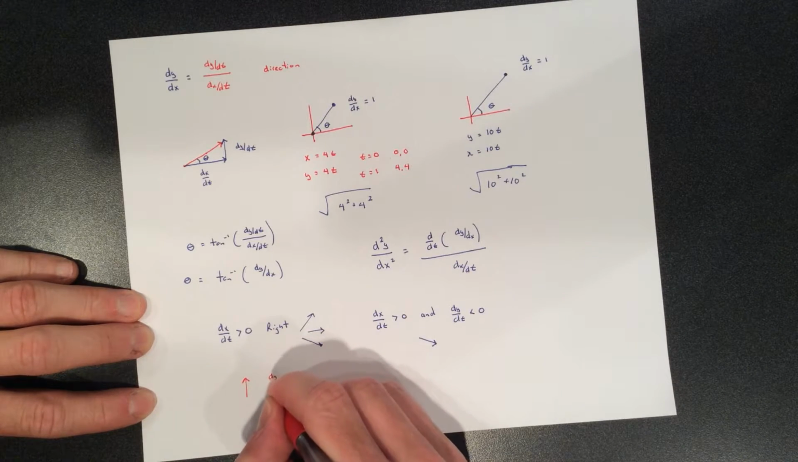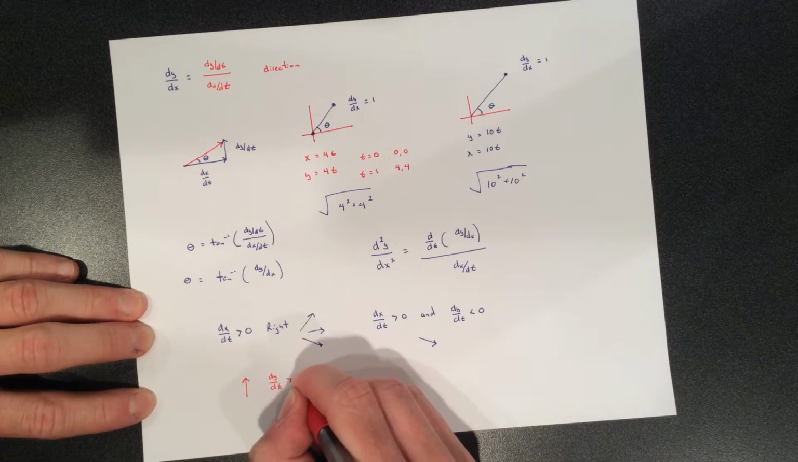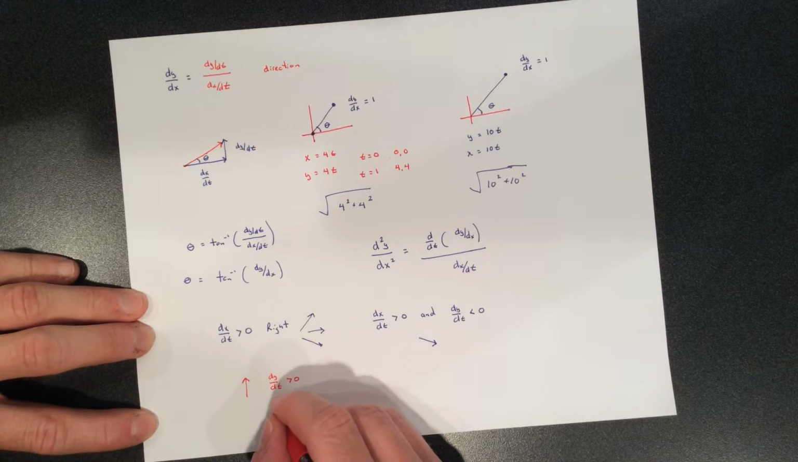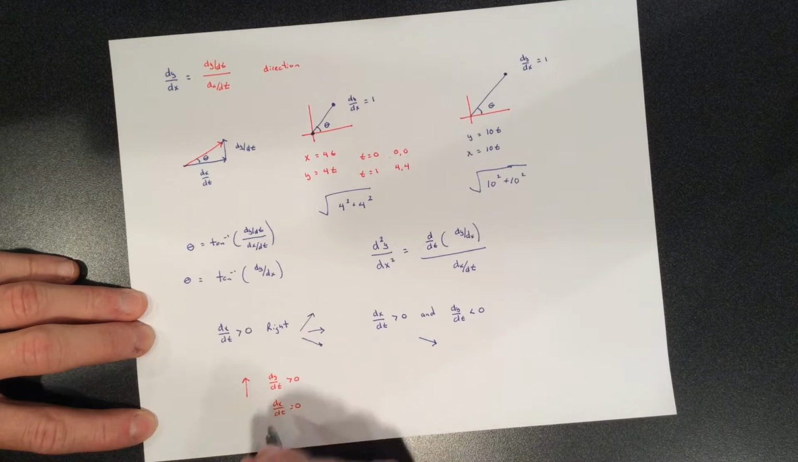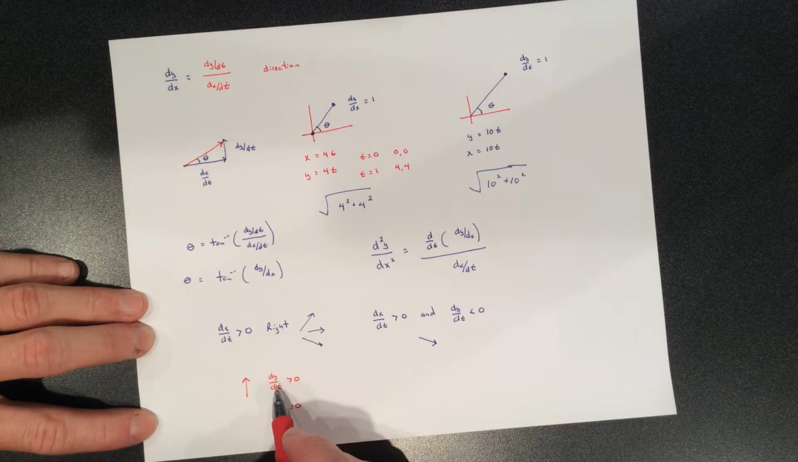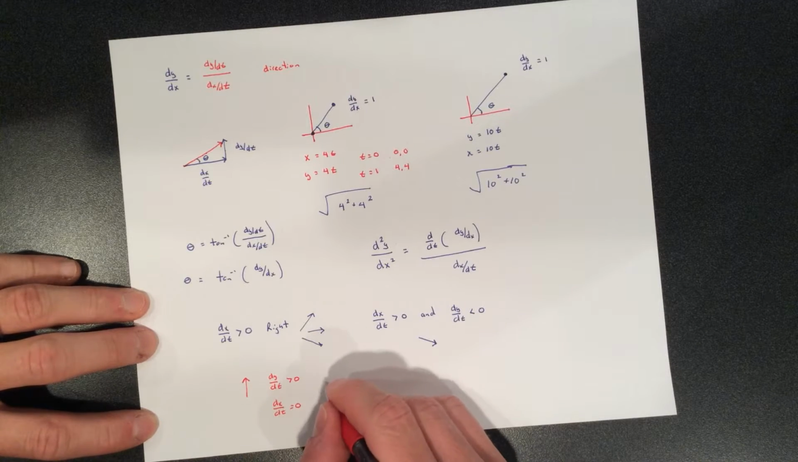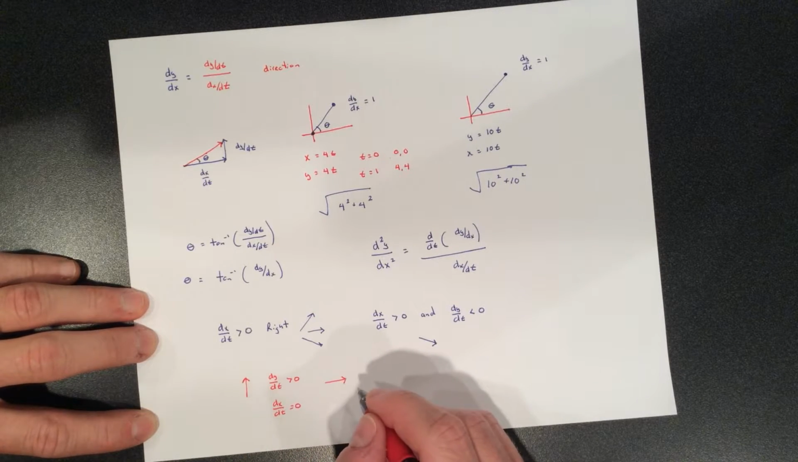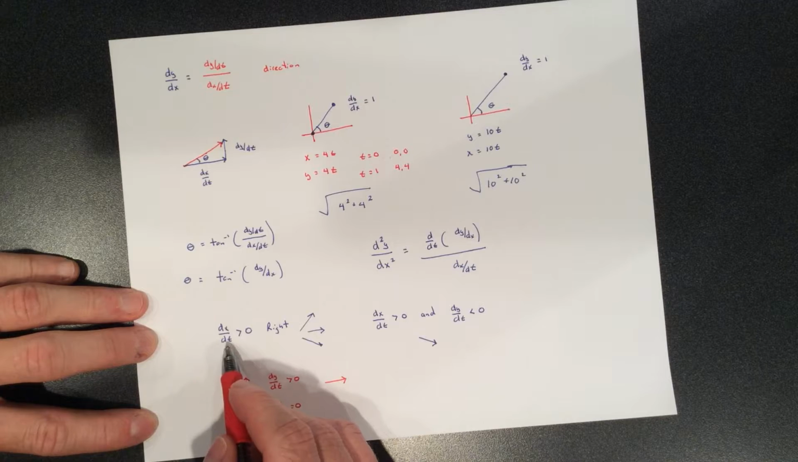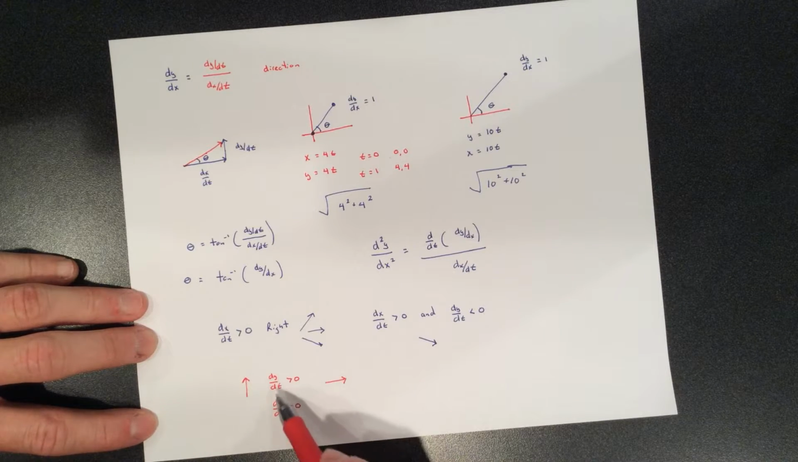Well, it would be a positive dy/dt, and dx/dt would equal 0. Because you can't be moving horizontally, and you have to have a positive increase in your y. This is what moving up means. Okay, what about moving straight to the right? Again, straight to the right is a positive dx/dt and a 0 dy/dt.